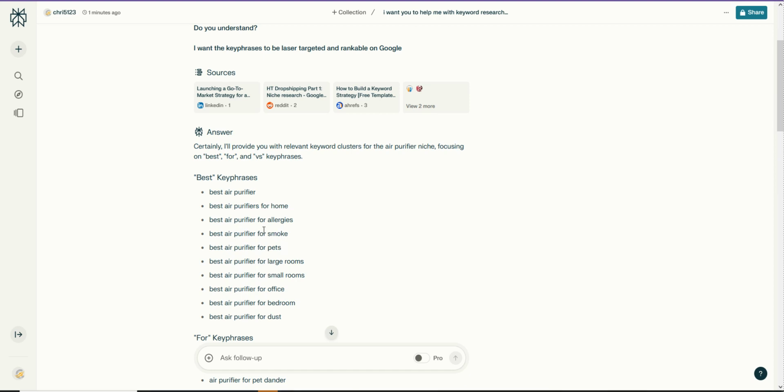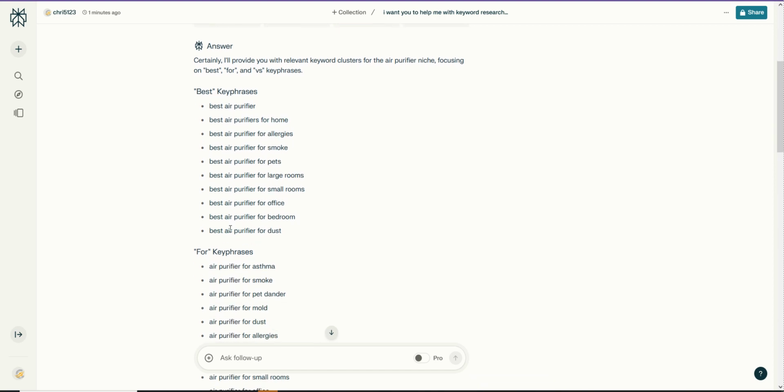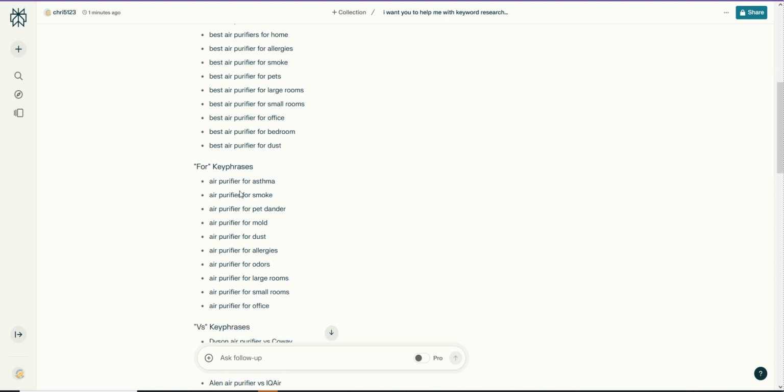Okay, so the next sort of keyword cluster is all the for key phrases: air purifier for asthma, air purifier for smoke, air purifier for pet dander, air purifier for mold, and so on. Although they're similar, because you've got best and then you've got for, you can also use autocomplete on Google to get an idea of these phrases. And what you're really looking for is best and then for key phrases. So you've got these keyword clusters. They're the reasons that people are actually buying a product.